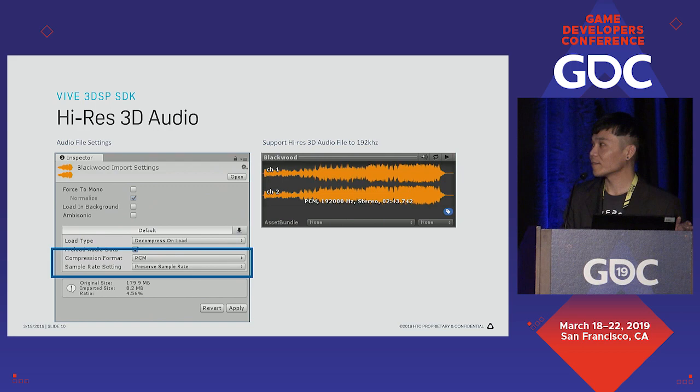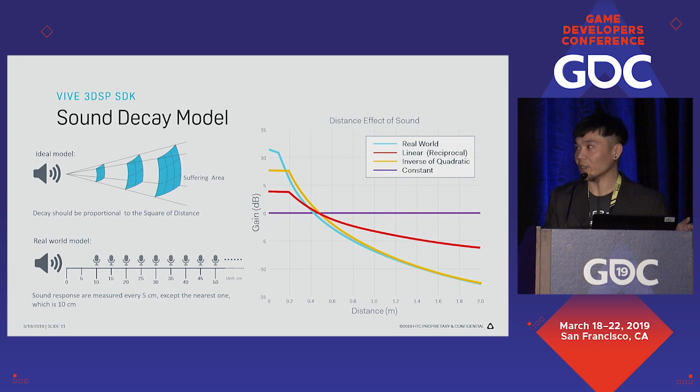In this SDK, the sound decay model can also be switched. Ideally, when sound is under transmission, the sound level decay should correspond to the square of the transmission distance, because the spherical area increases during transmission. However, in the real world, it is not so ideal, because different sound frequencies have different decay capabilities. So we record the sound response again at a lot of positions with different distances, and the closest to a real-world sound decay model can be presented in this SDK, like the blue curve. Of course, there are also other curves you can choose, like the linear curve or constant curve.